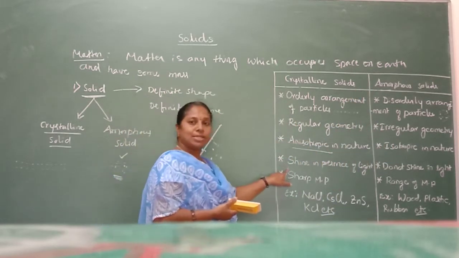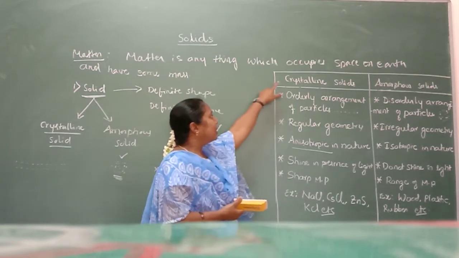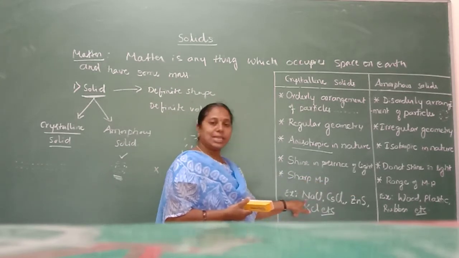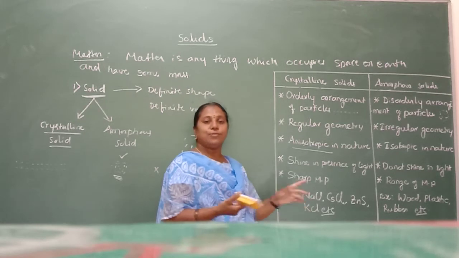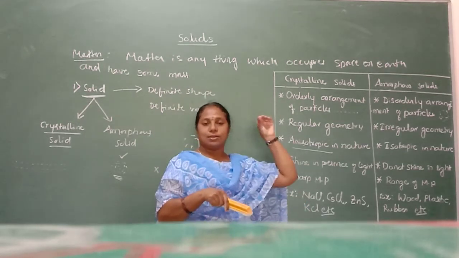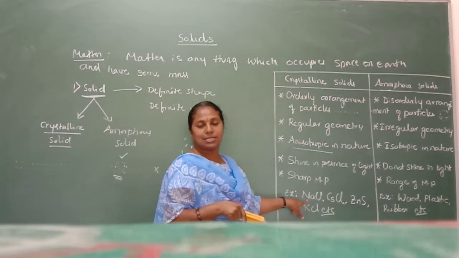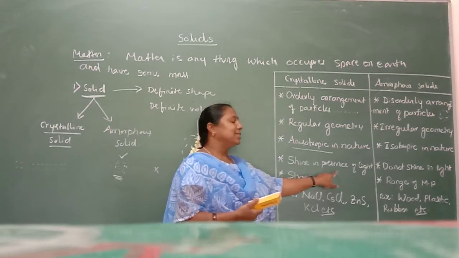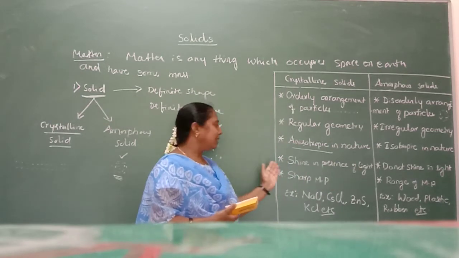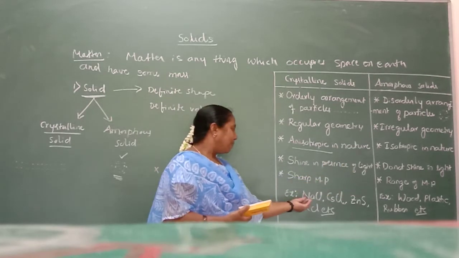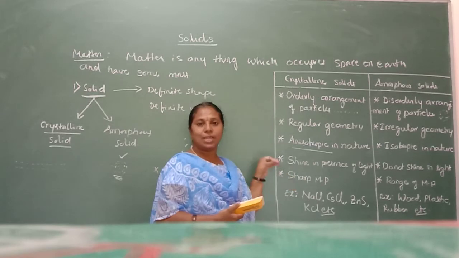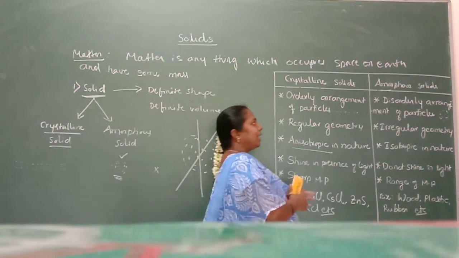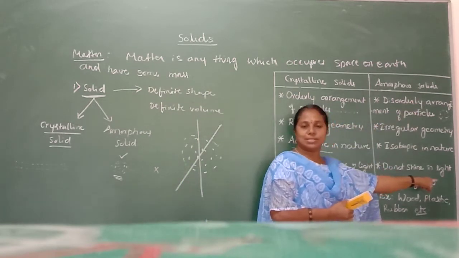And we will go for some other differences between crystal and amorphous solids. Crystalline solids shine in presence of light. We know NaCl, the common salt. If we allow a light to fall on the crystalline solid NaCl crystal, it shines. The particles get shined by the application of the light on the crystal. That means the crystalline solids shine in presence of light, whereas amorphous solids do not shine in presence of light.